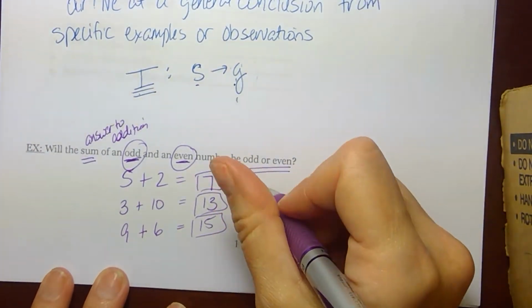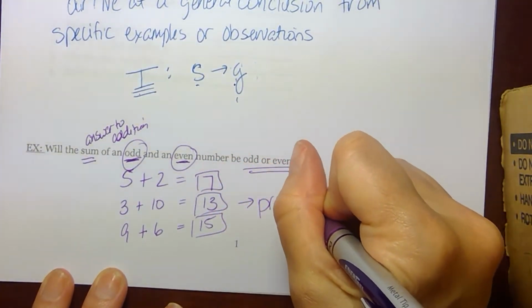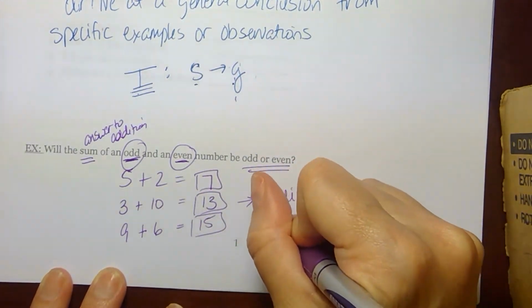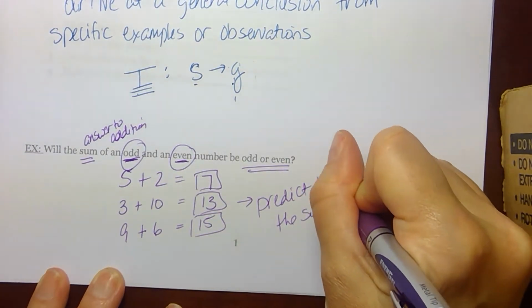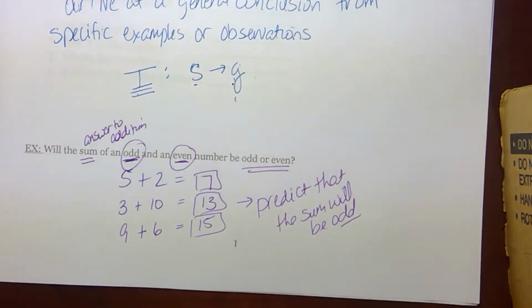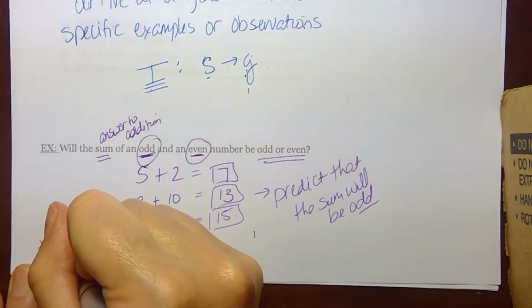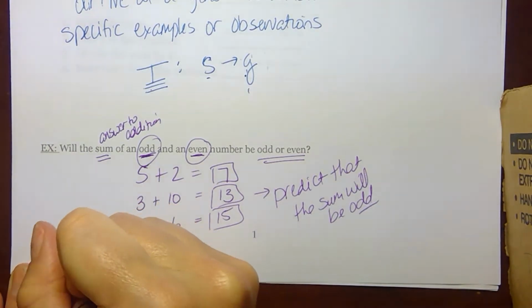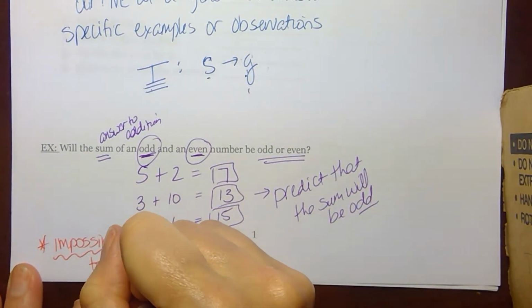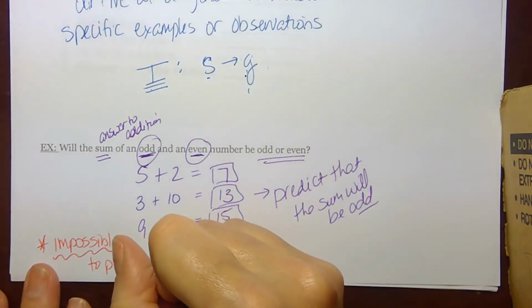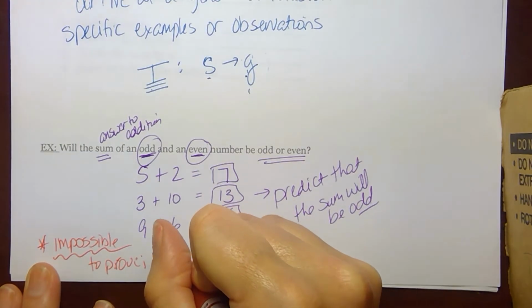So based on these 3 examples, I'm going to predict that anytime I add an odd number to an even number, the sum will be odd because these 3 sums are odd. Now, the thing about inductive reasoning is that inductive reasoning is impossible to prove. It's impossible to prove because it only takes one counterexample to show that it's false.